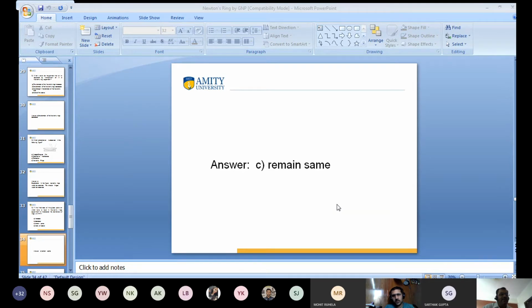Listen to the question first. The glass plate on which the plano-convex lens is kept. The question is this one. Okay. Next question.